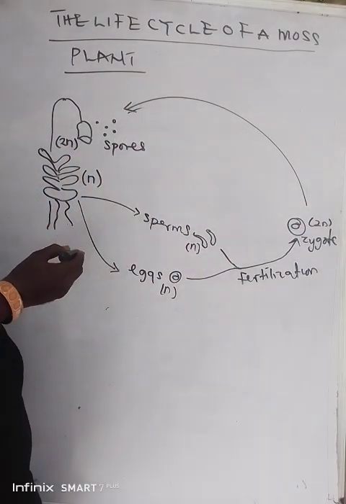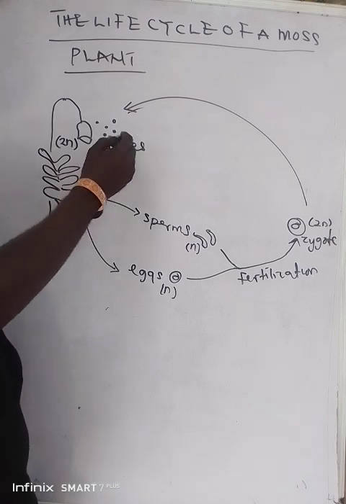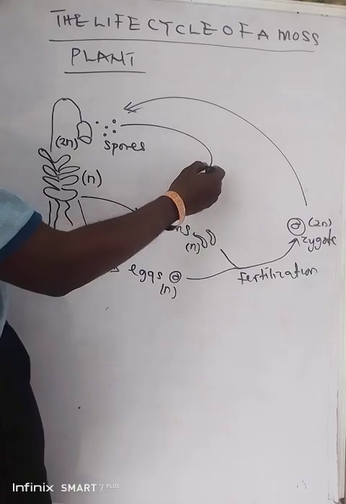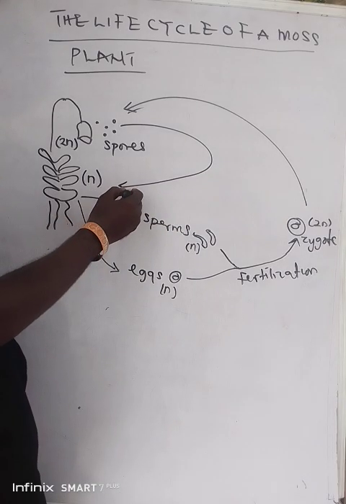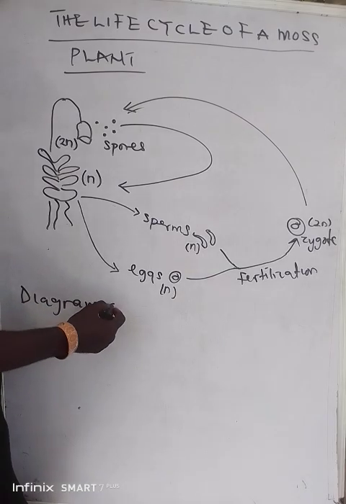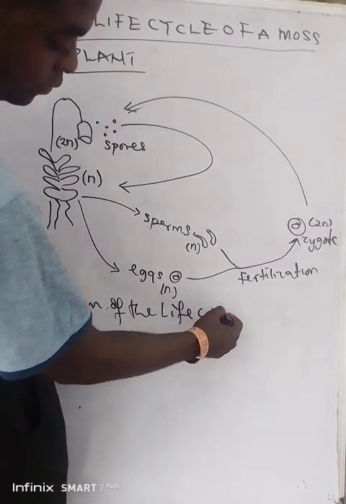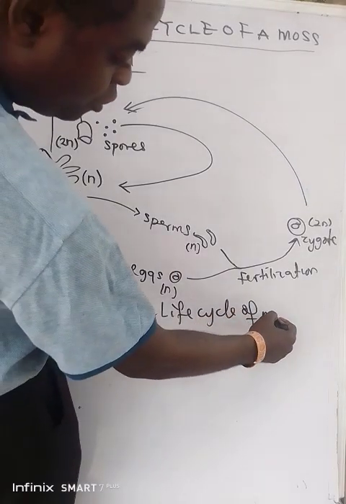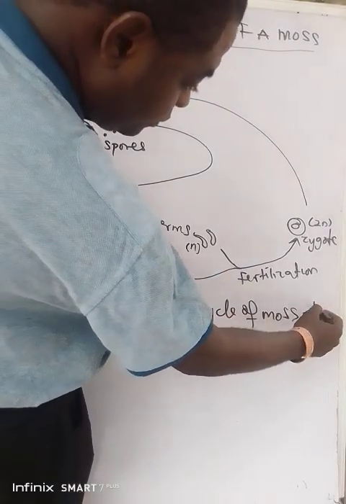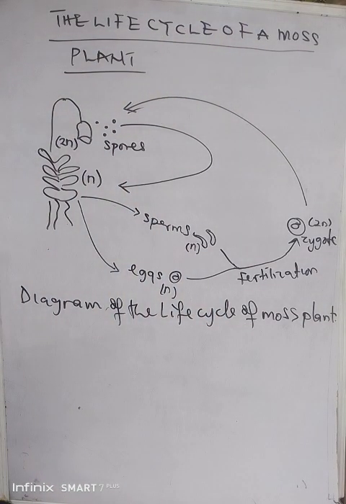Then the sporophyte also forms spores, and the spores germinate and form the gametophyte. So what we have here is the diagram of the life cycle of most plants. Are you finished drawing?